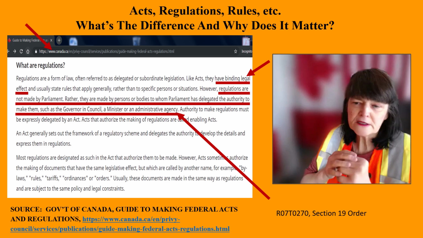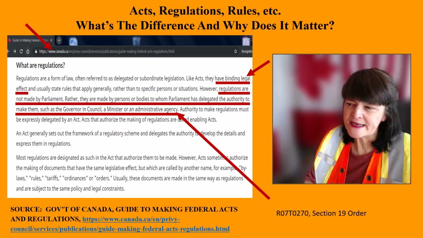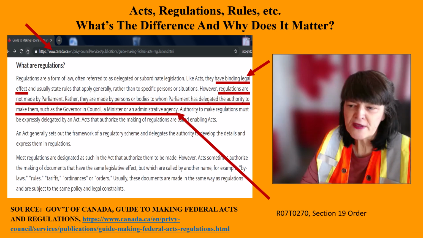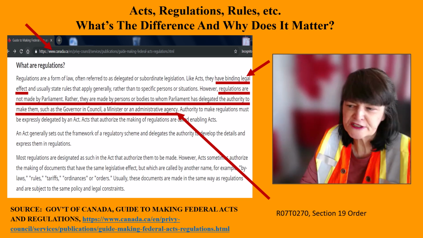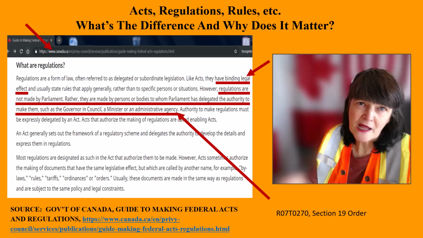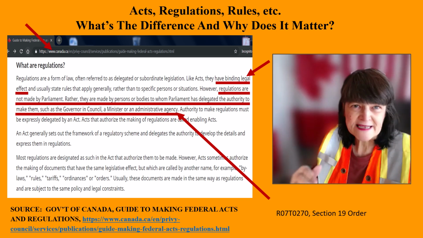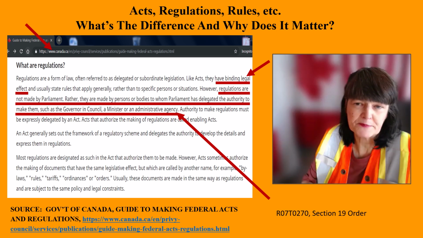And so if we look a little more at this guide to making federal acts and regulations, put out by the Government of Canada, regulations, again, have legal binding effect, but regulations are not made by Parliament. Rather, they are made by persons or bodies to whom the Parliament has delegated the authority to make them, such as the Governor and Council, a minister, or an administrative agency. So in the US, the same type of thing would likely apply, where a regulation can be made under the Enabling Act, and that regulation could be made by the Secretary of Transportation, for example.